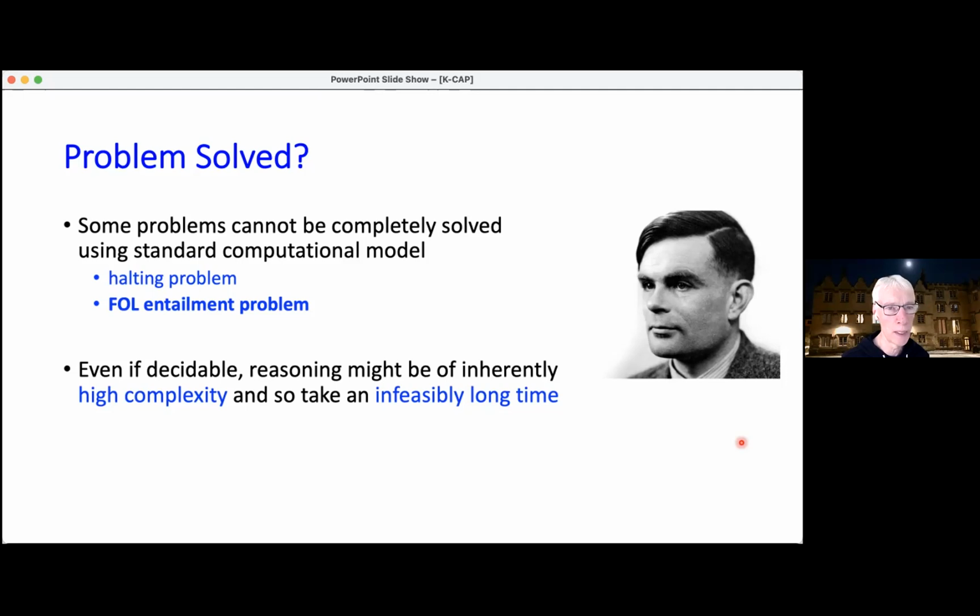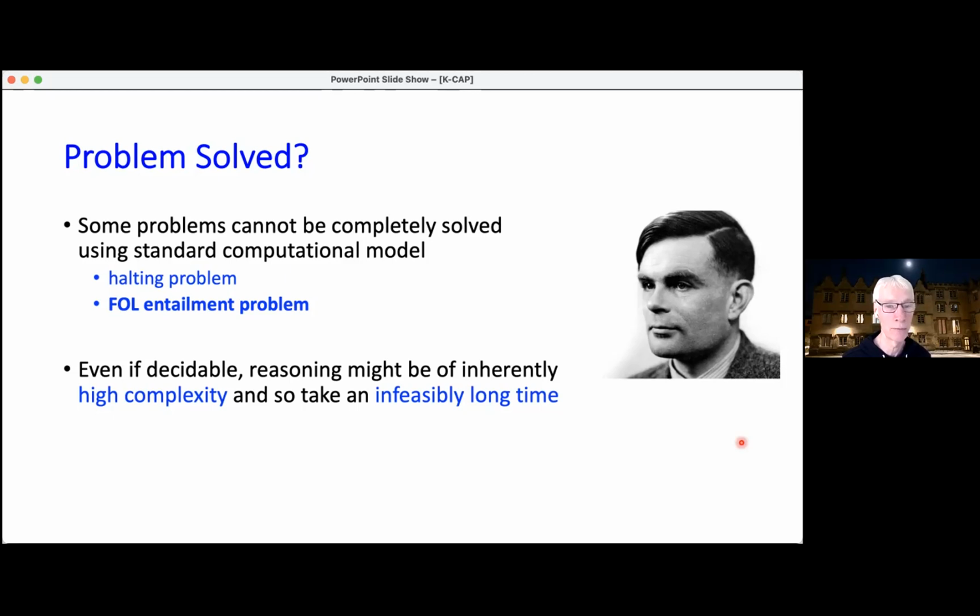And even if we choose a slightly less expressive logic than first order logic, so we rein in the expressivity a bit, as was done, for example, in the OWL ontology language, which is a decidable subset of first order logic, then it may still be the case that reasoning in that language has a very high worst case complexity.